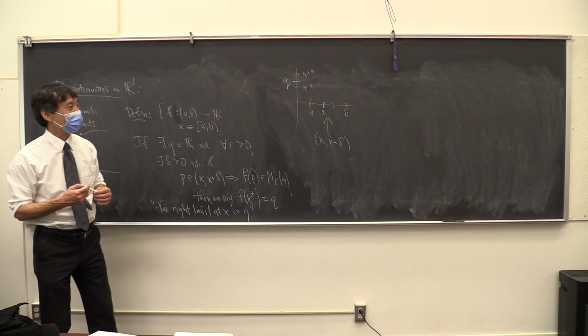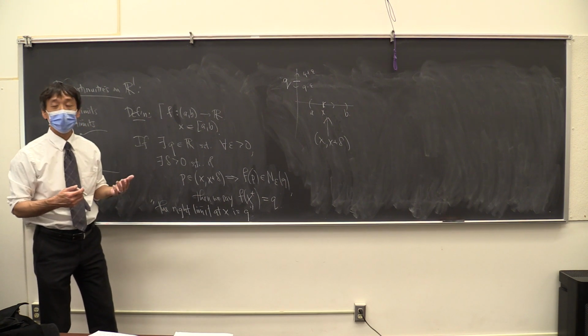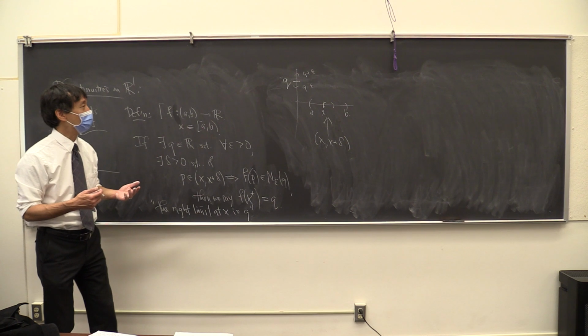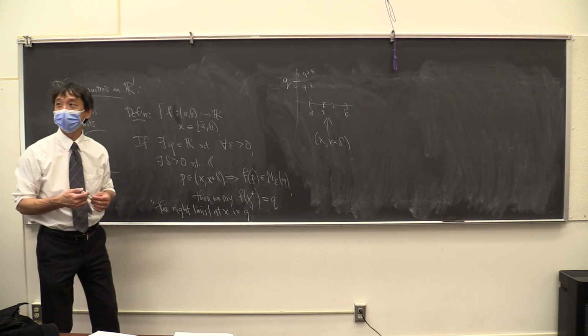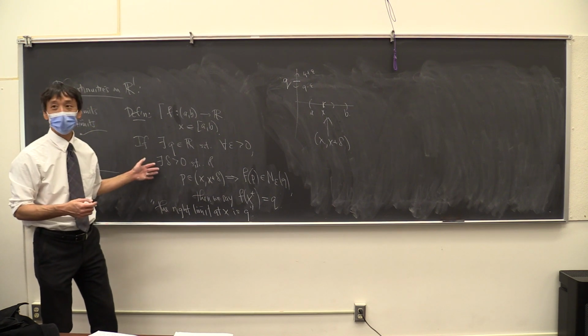Turn to a neighbor and say, the only difference between this and the limit is blah. What's the difference between the right limit and the full limit?